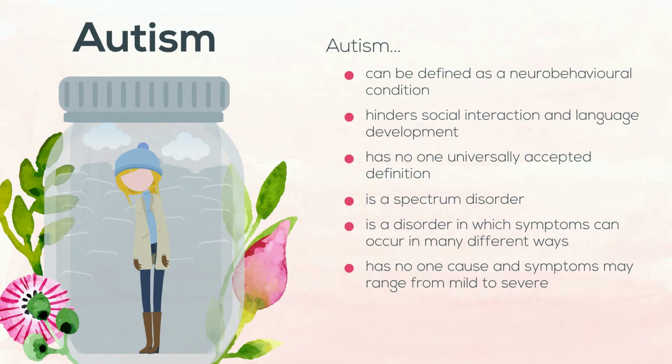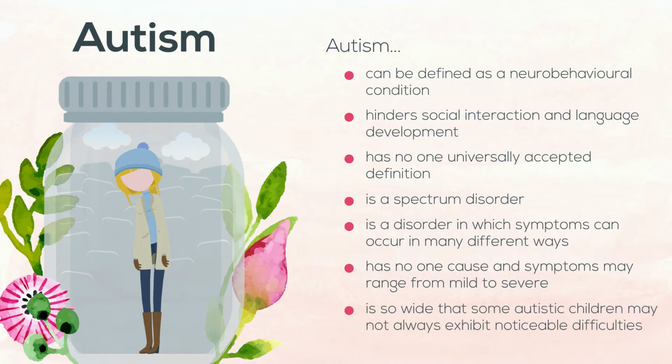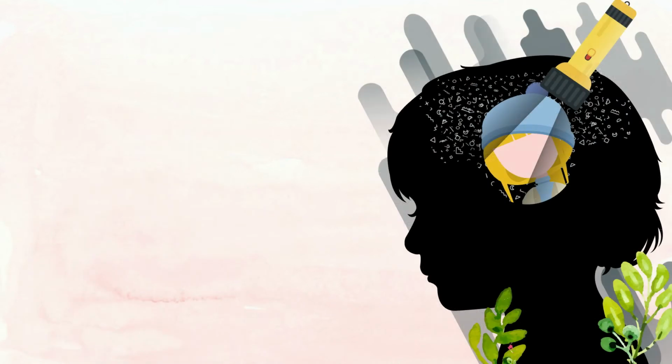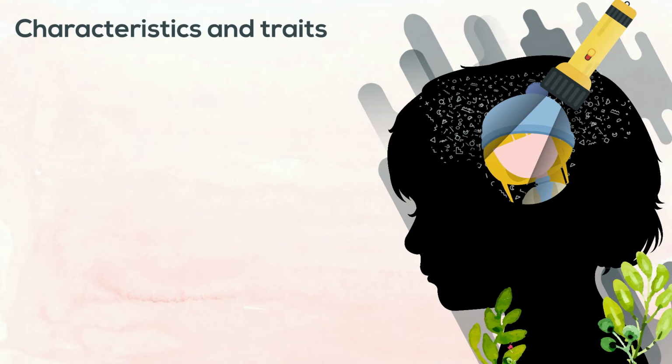The autism spectrum is so wide that some autistic children may not always exhibit noticeable difficulties when compared with their neurotypical peers, while other autistic children exhibit obvious differences. Thus, the diverse nature of autism makes it a bit challenging to have one universal definition. Even though those with autism display diverse characteristics, there are a few specific traits that are similar across the spectrum.